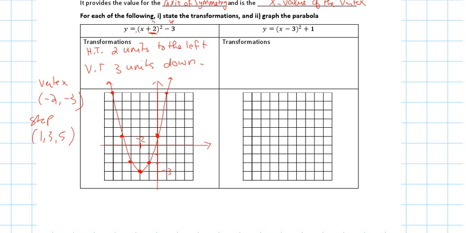So if my original one would be at (0, 0), instead of (0, 0), I move 2 to the left and 3 down to get my next vertex. Does that make sense to you guys?